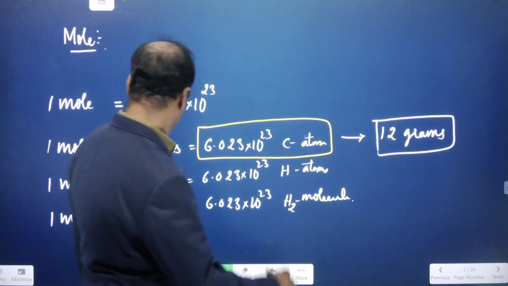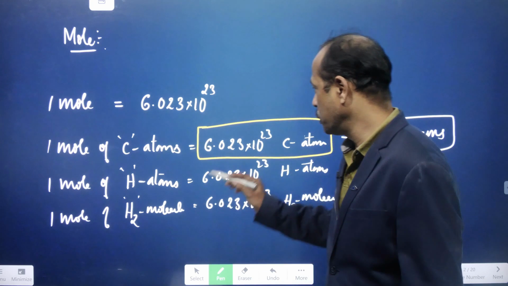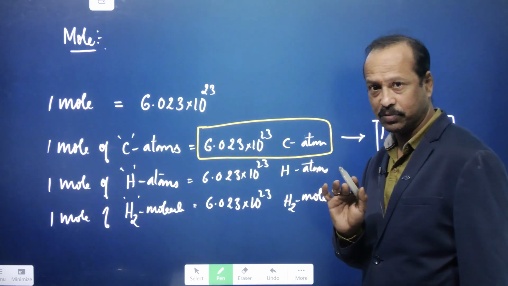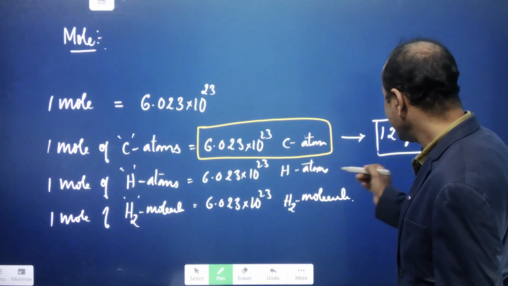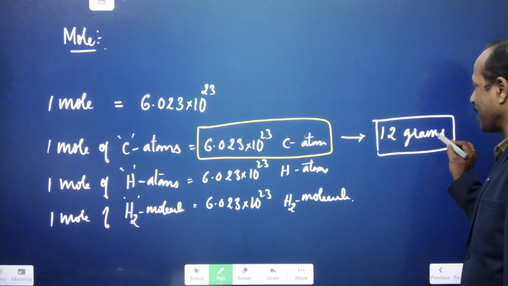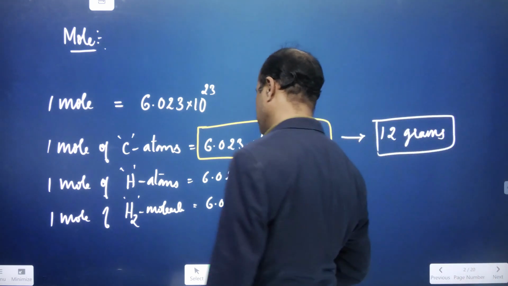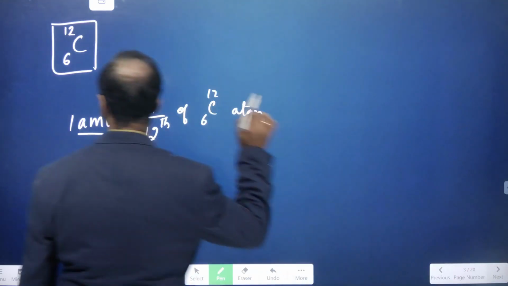Okay. Here 1 mole of carbon atoms means what? 6.023 into 10 to the power 23 carbon atoms. Now what is its mass? Its mass is nothing but 12 grams. Its mass is how much? 12 grams. Okay. So what is the meaning here?